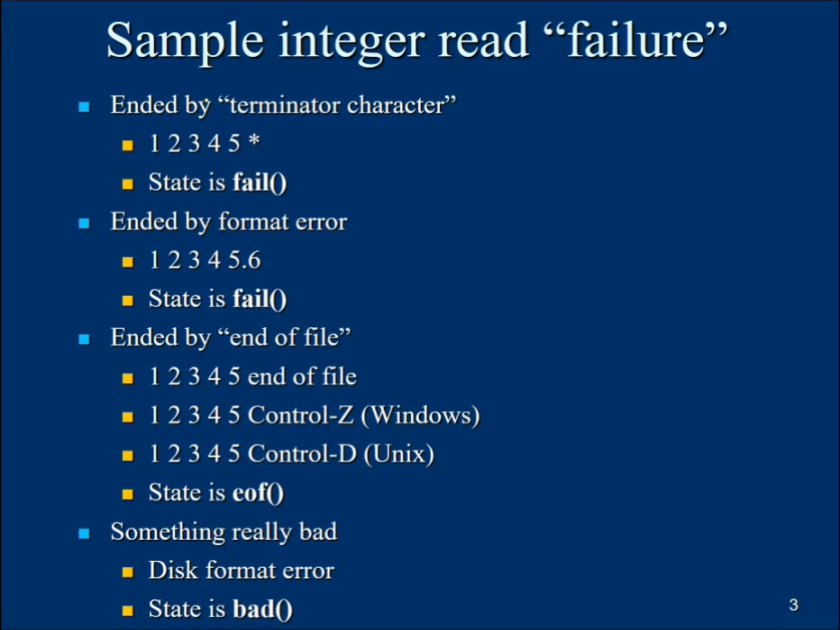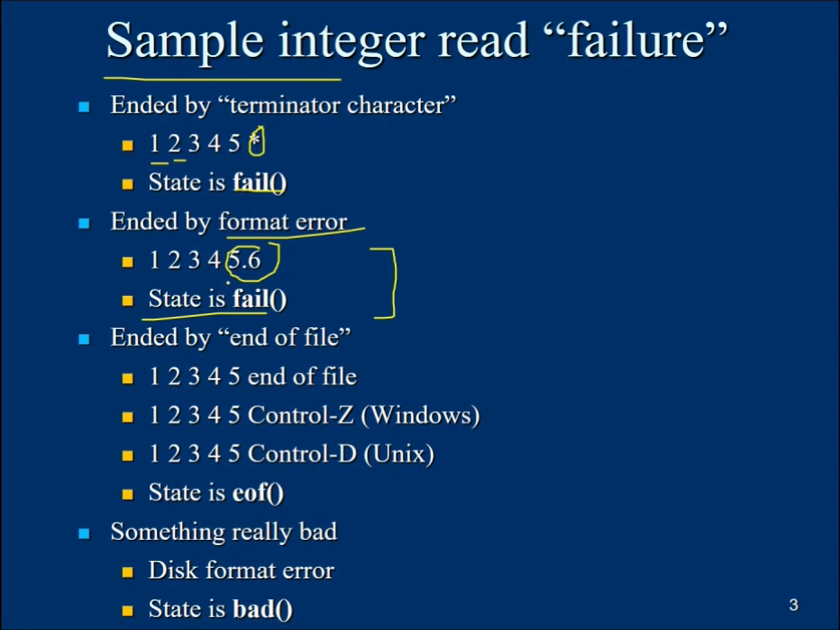For example, let us take the example of reading a sample integer and how it detects failure. If you have this number as input and you have this star as one of the inputs and you're expecting integers, then the state is actually fail. The state goes to fail. And similarly with a format error, though this is not so grave, still the state is fail because you are expecting an integer and you are receiving a 5.6, that is a float number.